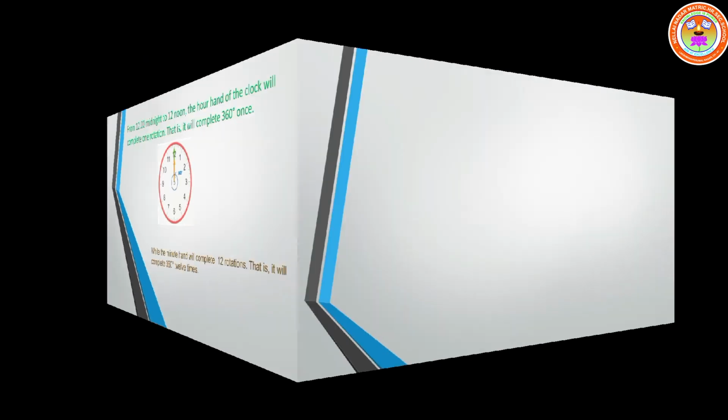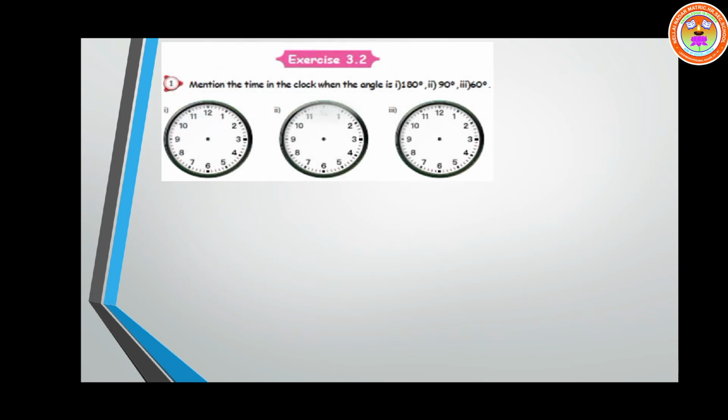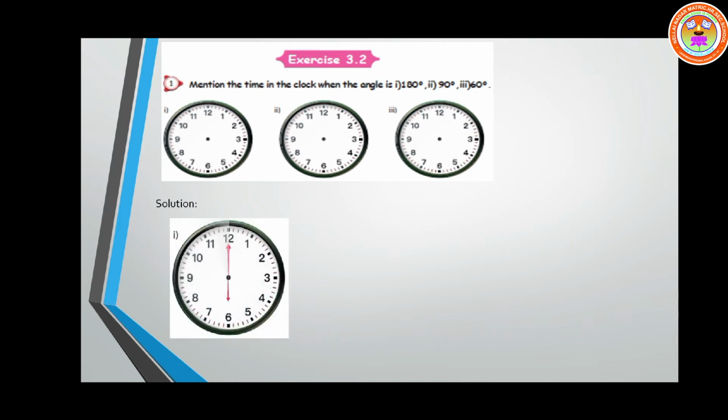Okay children, now let's move on to exercise 3.2, where you have to mention the time in the clock when the angle is 180 degrees, 90 degrees and 60 degrees. Three clocks are given. For the first one you have to mention the time when it is 180 degrees, for the second one find 90 degrees, and for the third it is 60 degrees. Now the solution. For the first one, 180 degrees, the time is 6 o'clock.